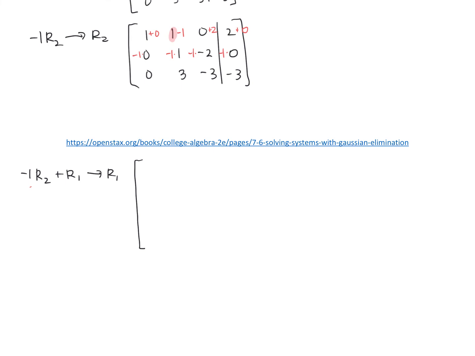So let's see what we get when we add those things. 1 plus 0 is 1. 1 minus 1 is 0. 0 plus 2, 2. And 2 plus 0, 2. That's the only thing we're changing right now. Oops, that's just a 1.